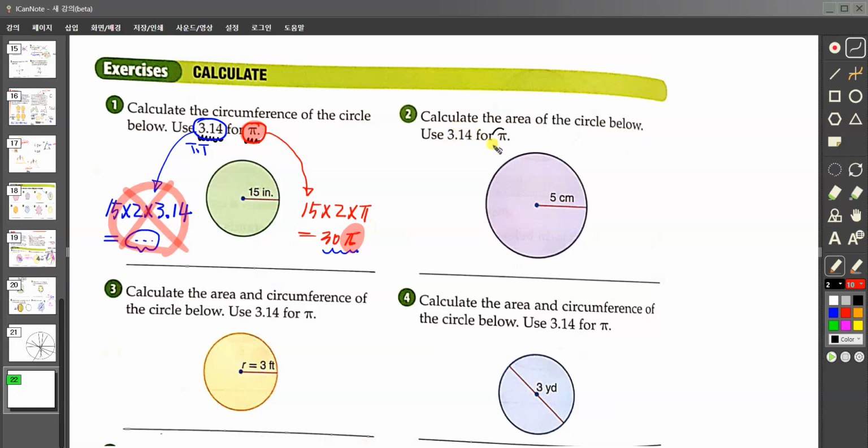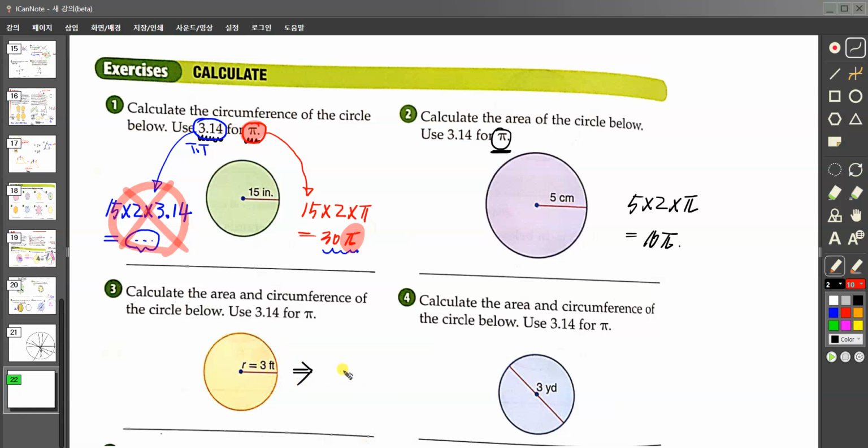They use 3.14, but we will use the pi. So it's as it is. 5 multiplied by 2. Then 5 multiply 2 and pi. 10 pi. 10 pi. Good. It's kind of easy. 이건 어때요? No, that's also easy.